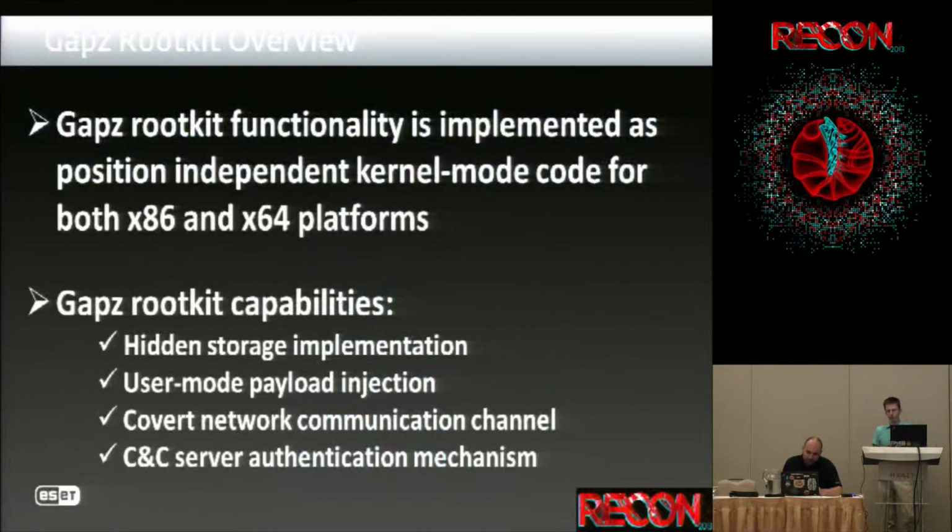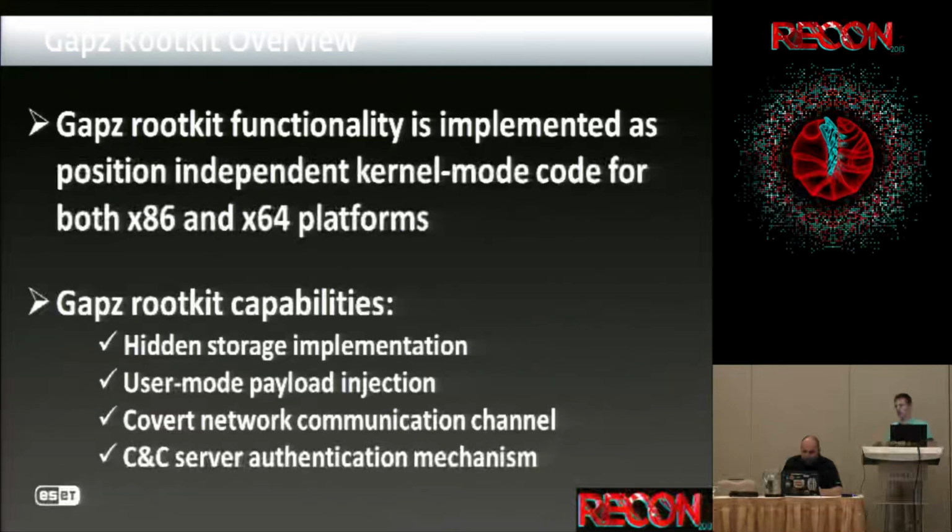The main capabilities of the rootkit are the following. It provides hidden storage for the payload and configuration information downloaded from CNC servers. User mode payload injection to inject payloads into the address space of processes. It provides the covert channel to communicate with the CNC server and stay under the radar of personal firewalls and network monitoring tools. And it provides some authentication primitives to authenticate CNC servers.